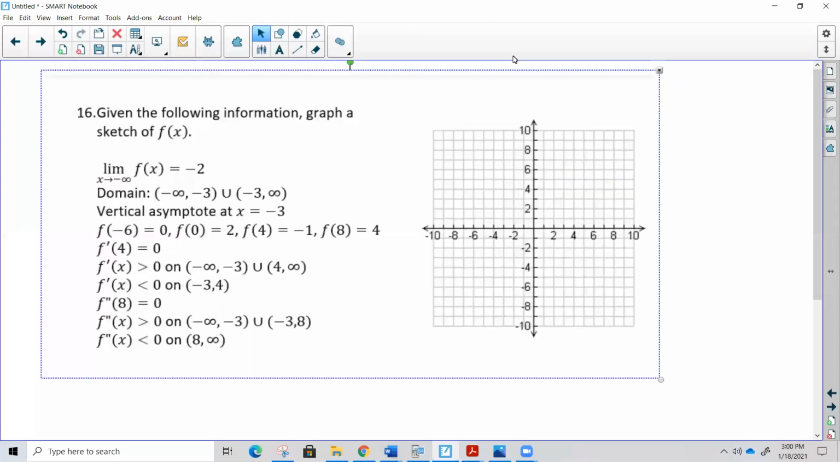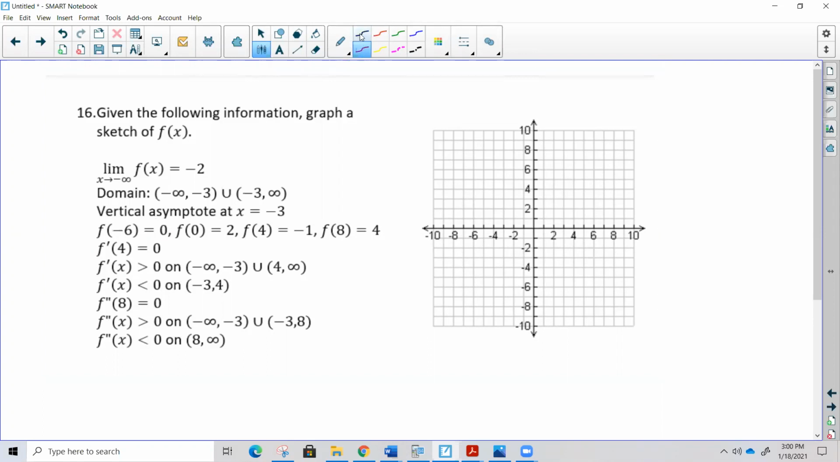So in this video, I'm doing the question on the Unit 2 review number 16, because there is a question like this on the exam. I find it to be one of the more difficult questions. So I wanted to show you how to do this one in a video just in case you were stuck on it. So I'm going to use this information to sketch my graph of f of x.